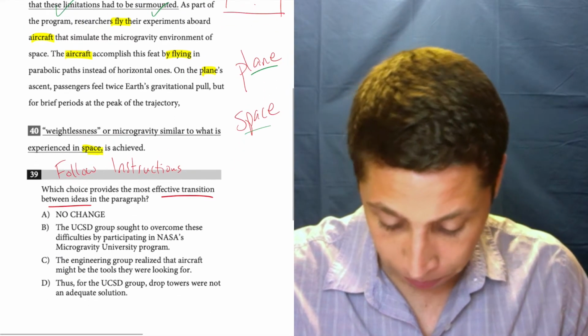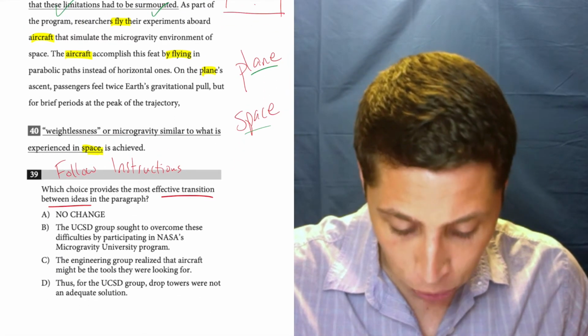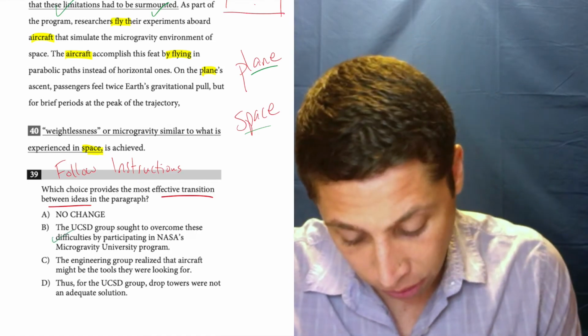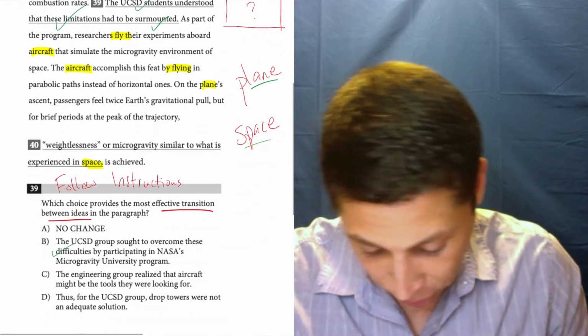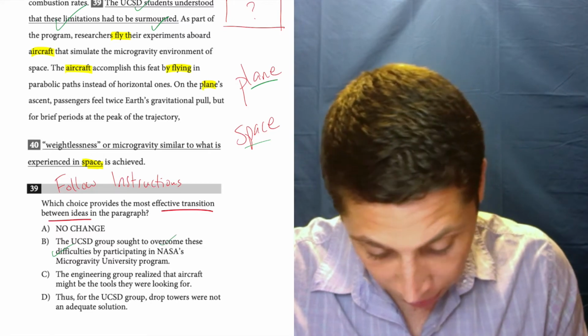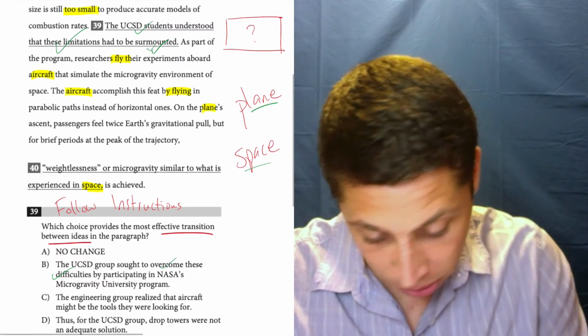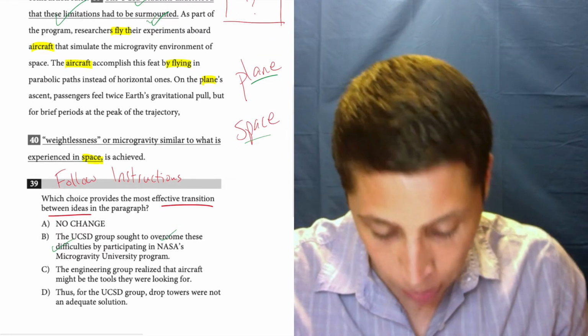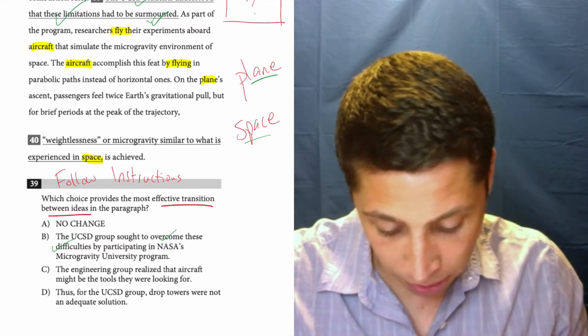Let's look at B. "The UCSD group sought to overcome these difficulties." So difficulties matches with problems. So we got that, too. Overcoming, I guess, matches with surmounting before. So there's a similar idea there, too. "By participating in NASA's microgravity university program."